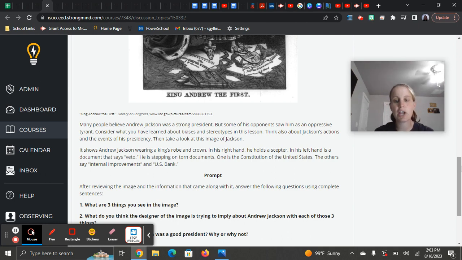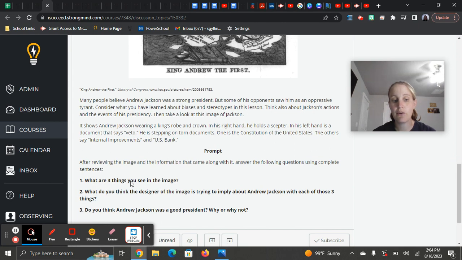It shows Andrew Jackson wearing a king's robe and crown. In his right hand, he holds a scepter. In his left hand is a document that says veto. He is stepping on torn documents. One is the Constitution of the United States. The other says Internal Improvements and U.S. Bank. So after reviewing the image and the information that came along with it, answer the following questions using complete sentences. So number one, write a complete sentence listing 3 things you see in the image.